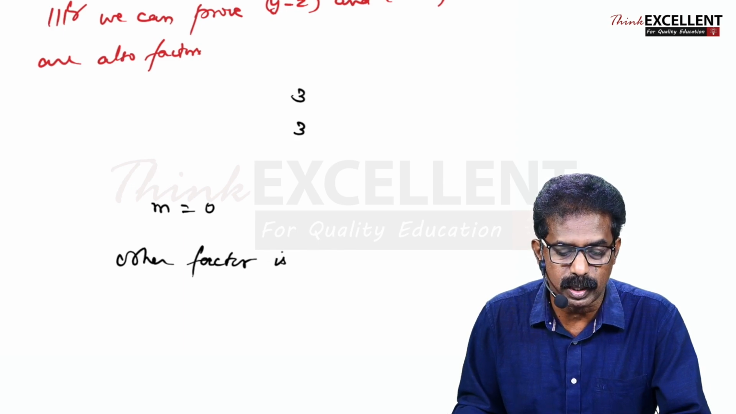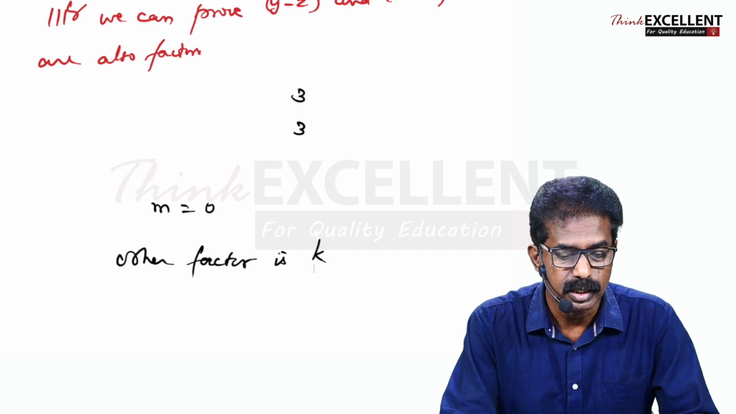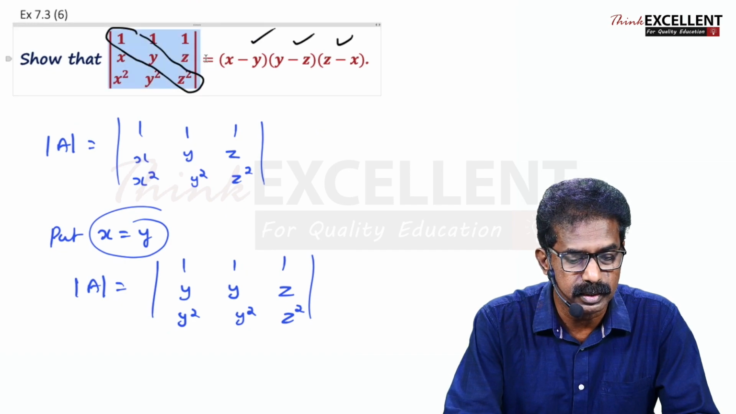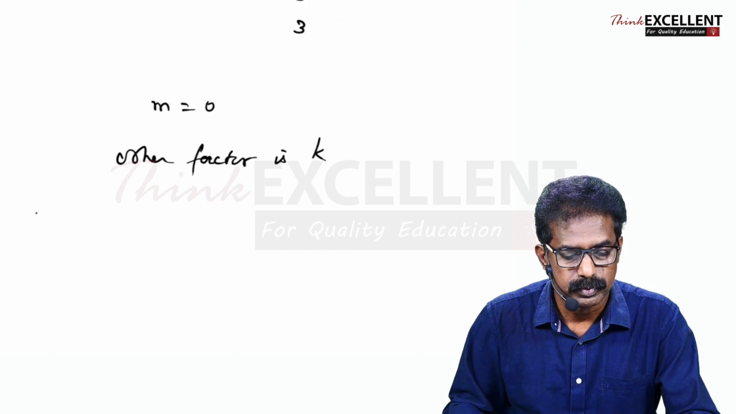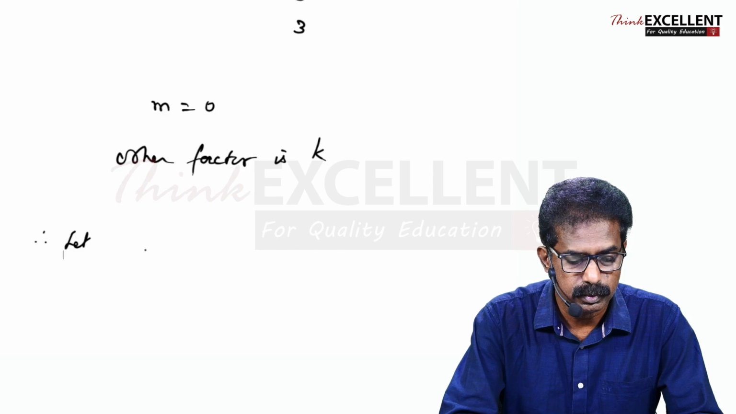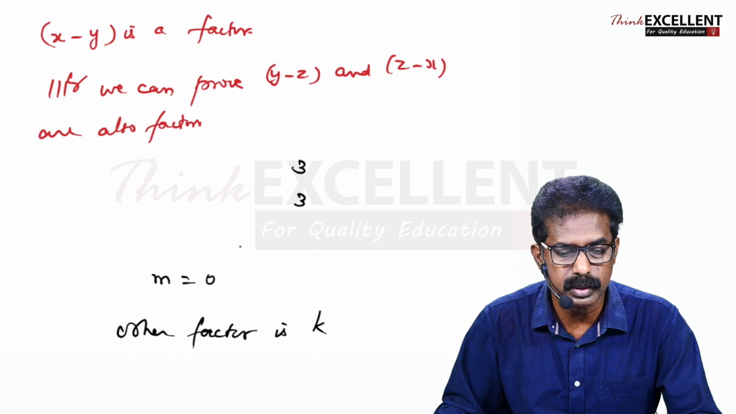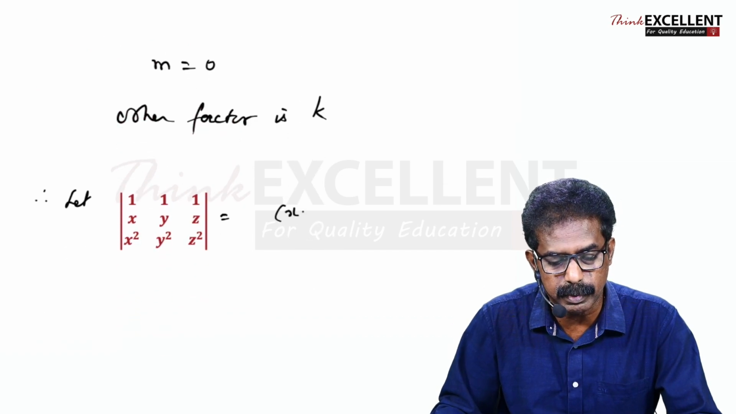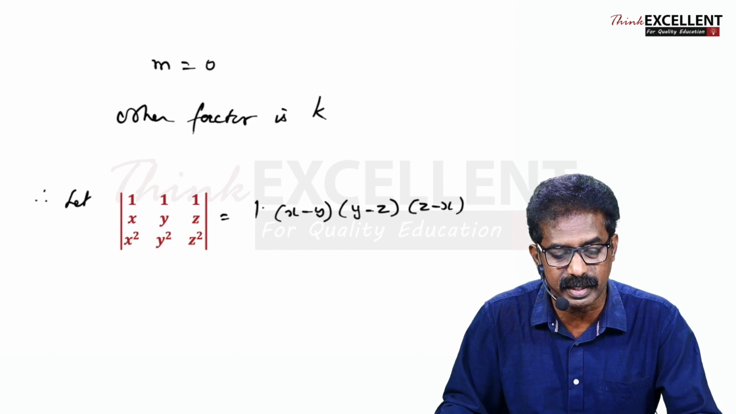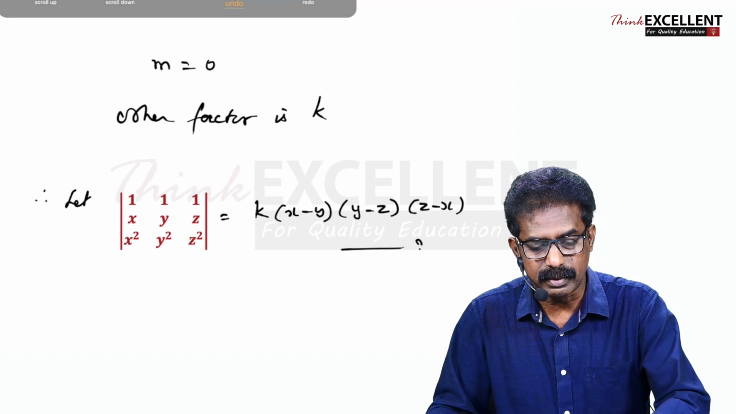So what is the other factor? The other factor is what? K, because the difference is 0. The step you write, okay? The other factor is K. So you take the LHS and therefore let this determinant be equal to, already we proved x minus y, y minus z and z minus x are factors. Now the other factor is what? K. And we have to prove k value is what? 1, right? We have to prove k value is 1.